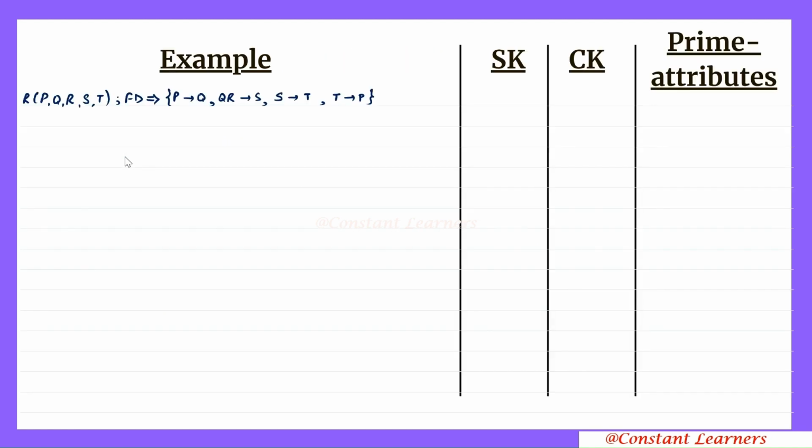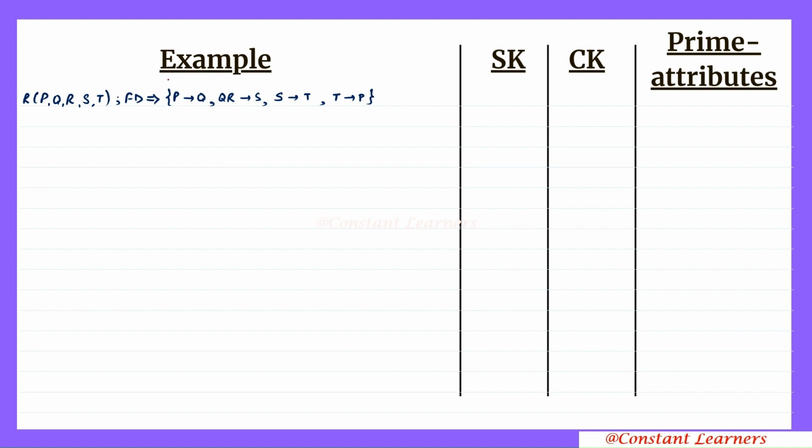Let's begin. So this is our first example wherein we have the relation PQRST. That means the attributes are PQRST and the functional dependencies given are P determines Q, QR determines S, S determines T, and T determines P. Right? Now let's say we have to find all the candidate keys in this relation.